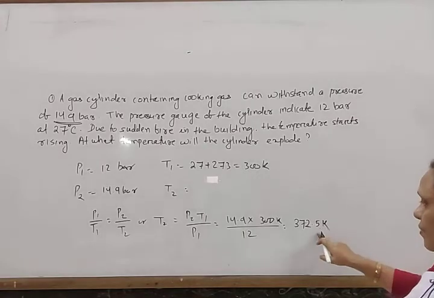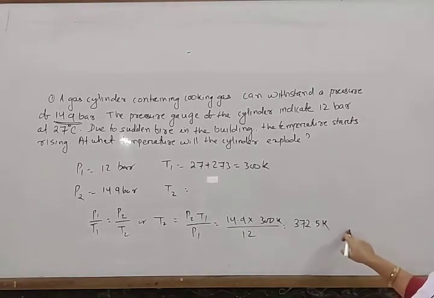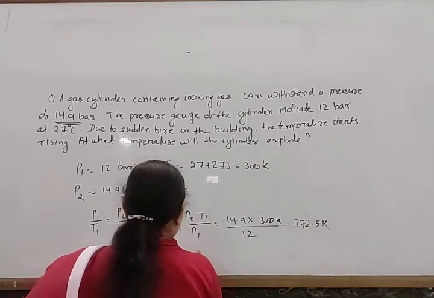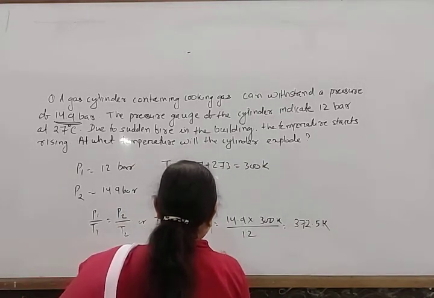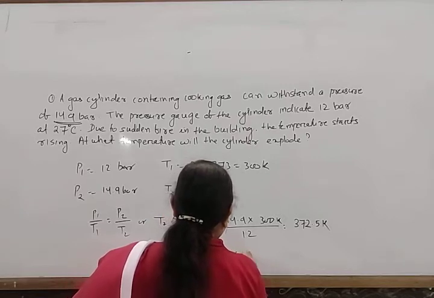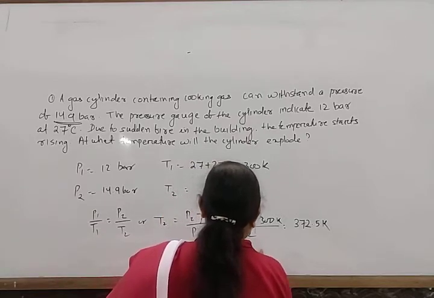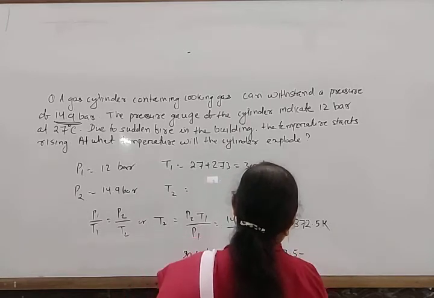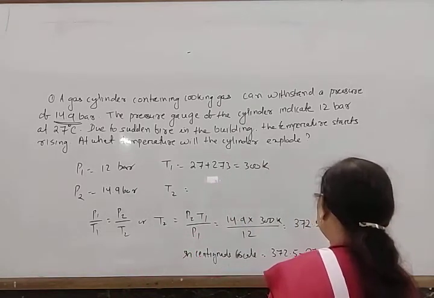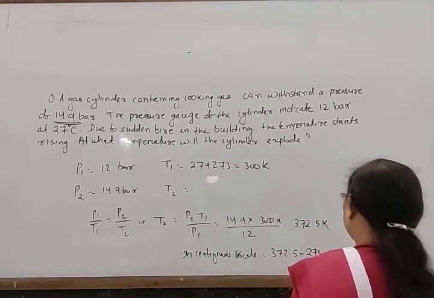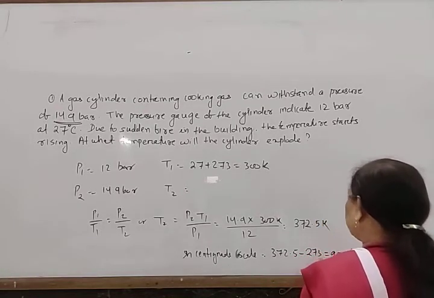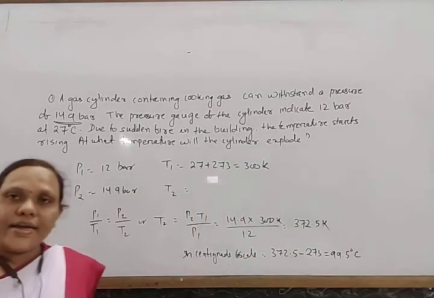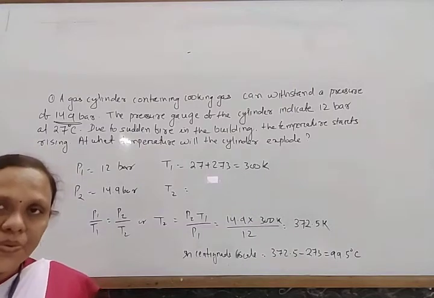So the temperature will become 372.5 Kelvin. If it becomes like this, then what is the temperature in Celsius scale? In centigrade scale, 372.5 minus 273, that is 99.5 degrees Celsius. So in this way, at 99.5, the cylinder will explode.